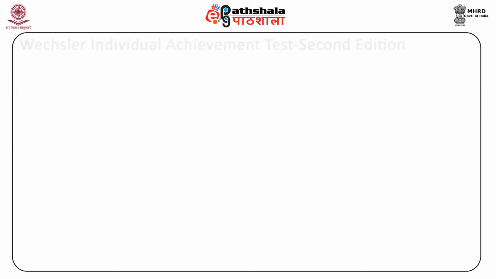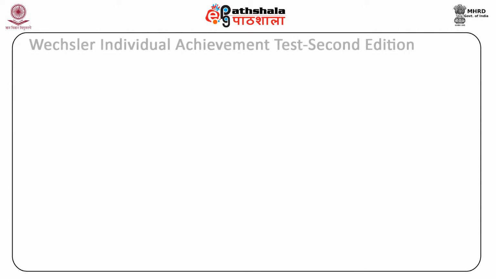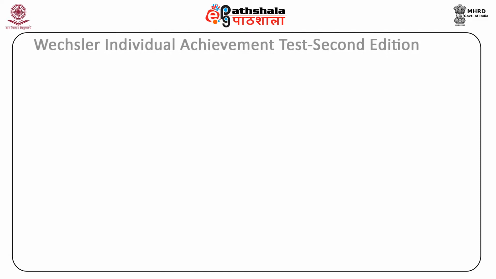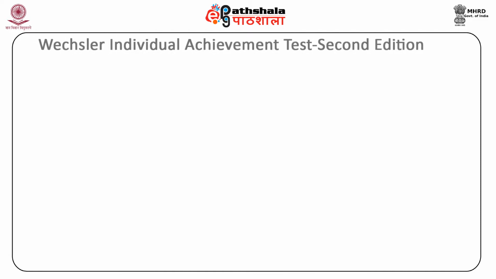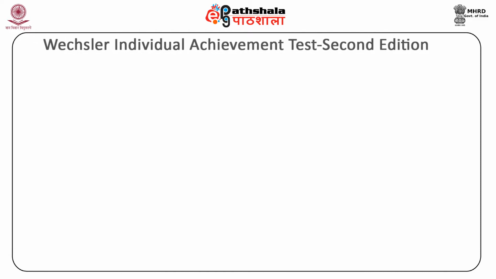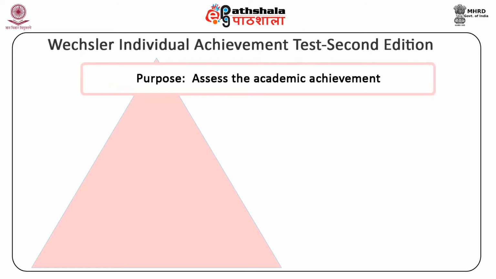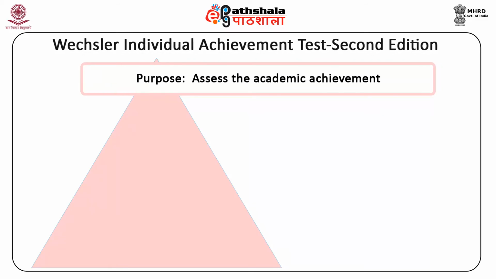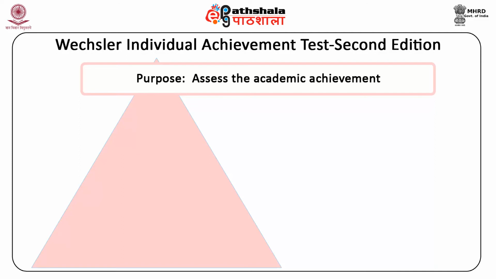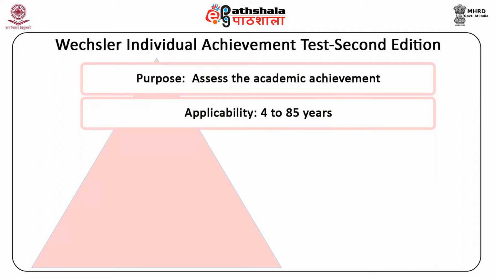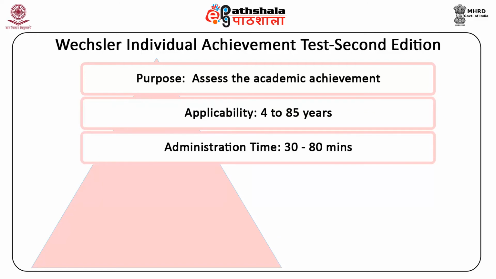Some tests of general achievement are Wechsler Individual Achievement Test, second edition by Wechsler in the year 2005. The purpose is to assess the academic achievement of children, adolescents, college students, and adults. Applicability is from 4 to 85 years of age. Administration time is 30 to 80 minutes.